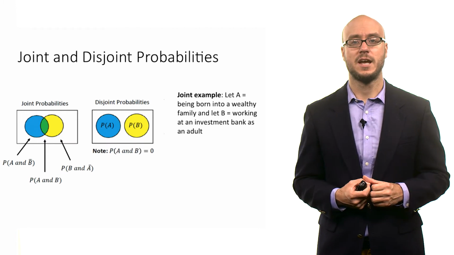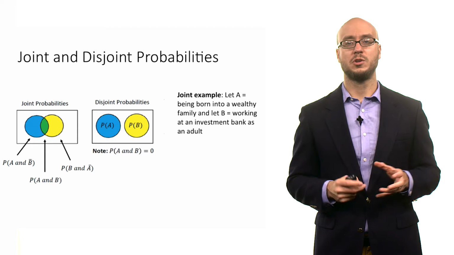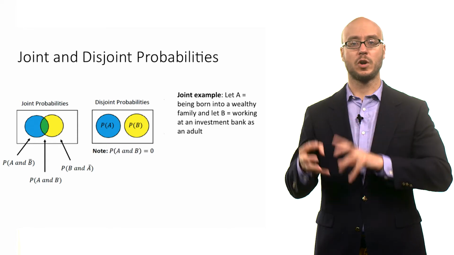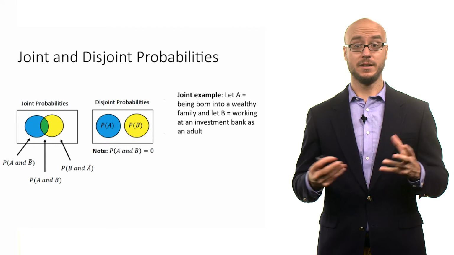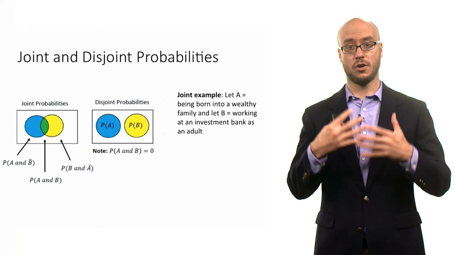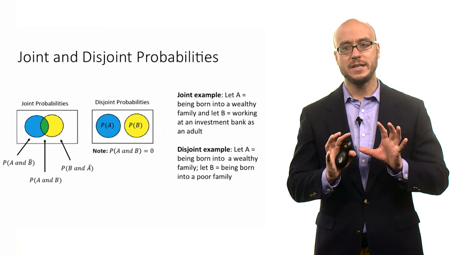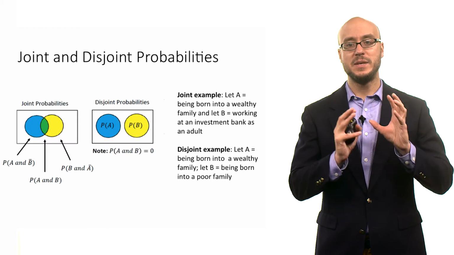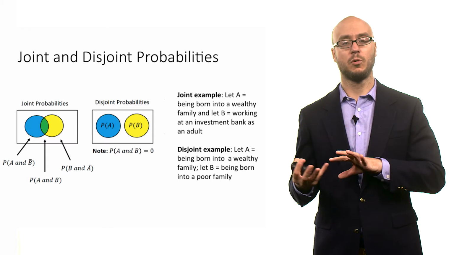So here's sort of a contrived example. Suppose event A is being born into a wealthy family, and B equals working as an investment banker as an adult. Well, that can happen at the same time. You can have those two events occur in a person's lifetime. A disjoint example would be suppose A is being born into a wealthy family and B is being born into a poor family. Now, you're either born into a wealthy family or you're not. So these would be disjoint events, and the probability of A and B would be 0. So you can see that a Venn diagram is useful for understanding the difference between joint and disjoint probabilities.